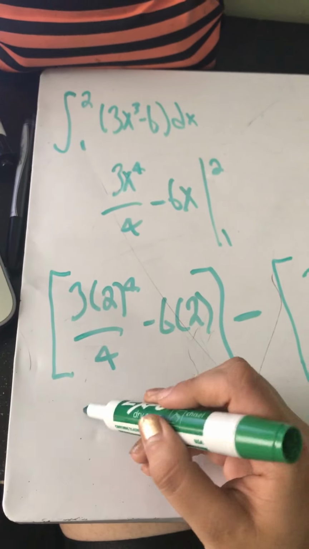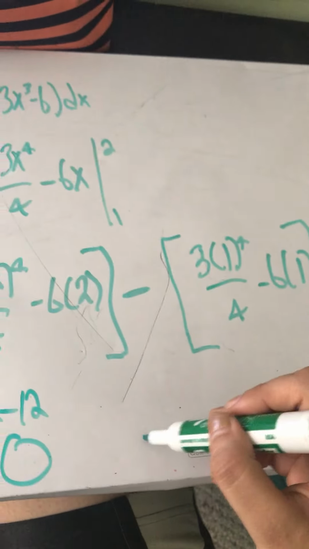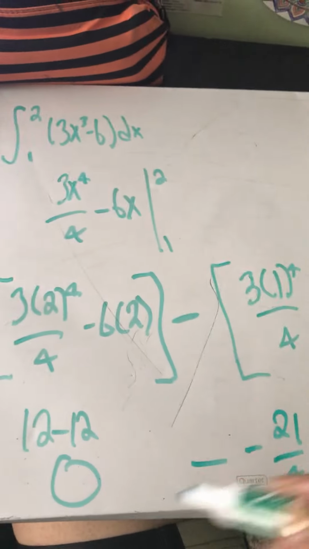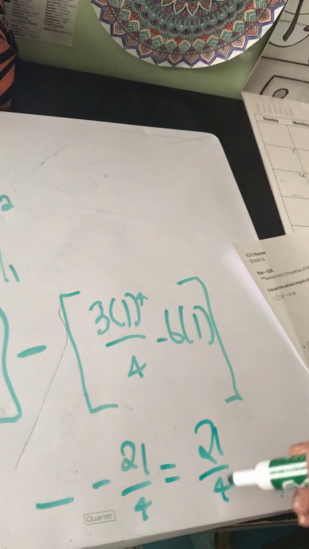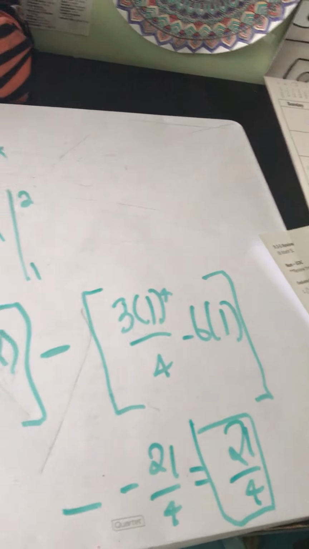And so here you just get 12 minus 12, so you're left with 0. So it's going to be 0 minus negative 21 over 4. So 0 minus negative 21 over 4 is just 21 over 4. And that's your answer. So this one wasn't too bad as compared to the other ones. So let's just go to number 2 now.